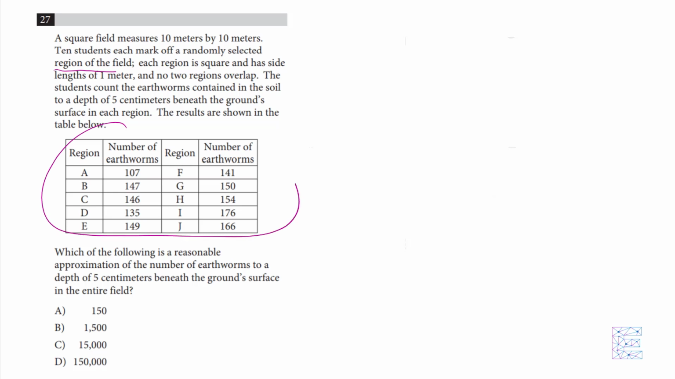This is a table with the 10 regions and a count of how many earthworms are found in each region. Now for the question: which of the following is a reasonable approximation of the number of earthworms to a depth of 5 centimeters beneath the ground surface in the entire field?